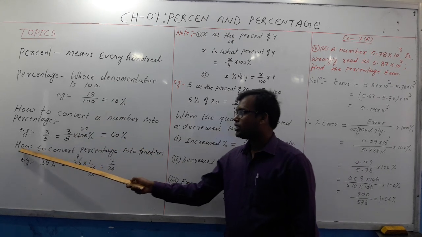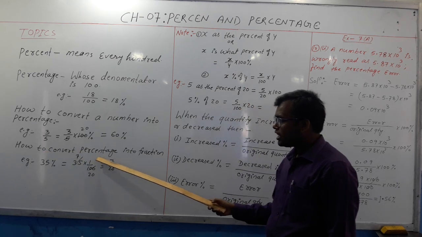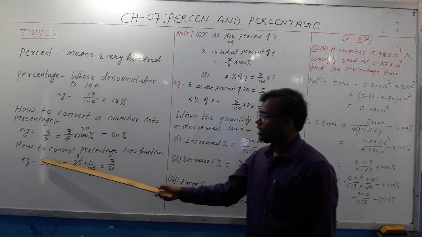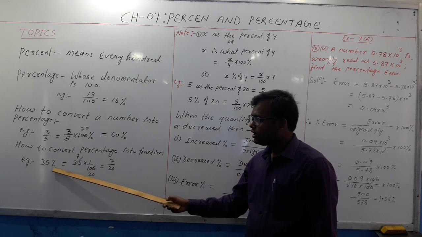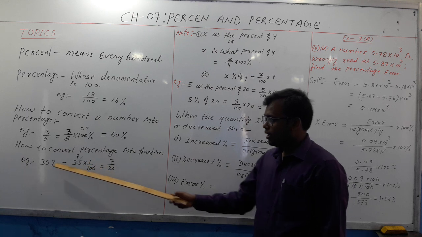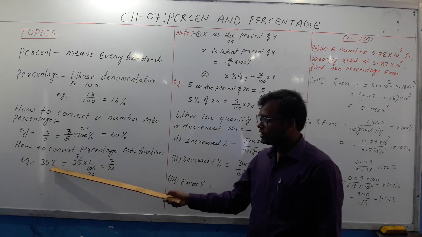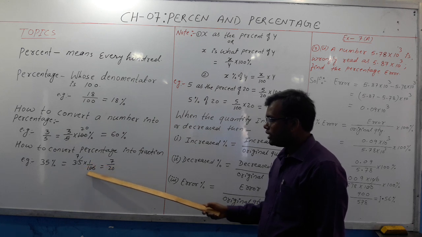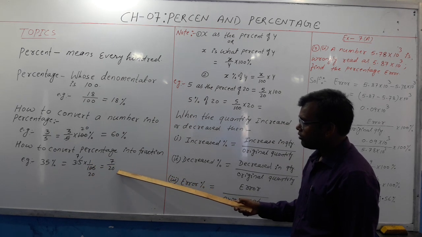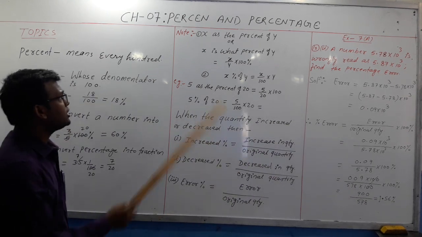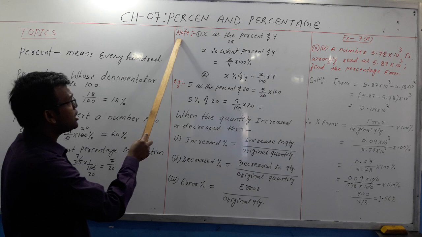Now the next one is how to convert percentage into the fraction. See, 35% is there. That means 35 into 1 by 100. If the percentage sign is there, it represents 1 by 100, and calculate this, it will be 7 by 20. Okay, now the next one, you must remember this note.